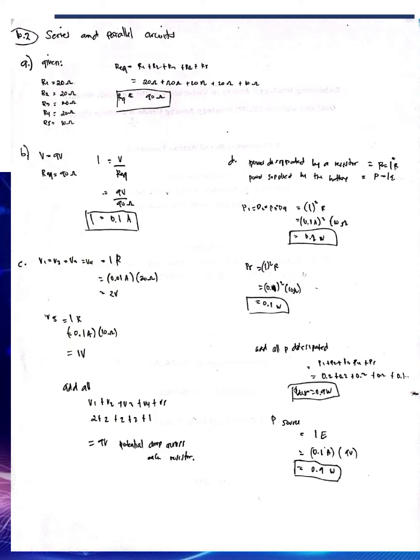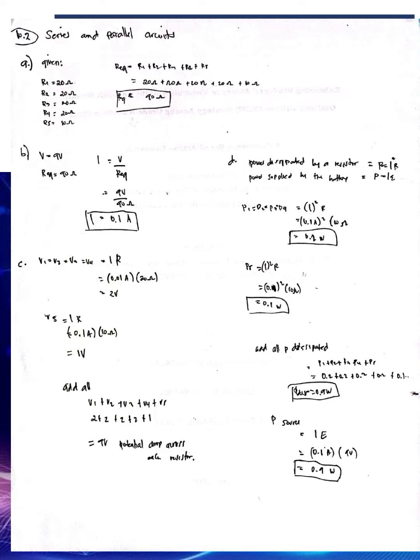And for C, calculate the potential drop across each resistor. Resistors 1, 2, 3, and 4 are the same, each 20 ohms, so we use the same solution. We use the formula V is equal to current times resistance. Our current here is 0.1 ampere times 20 ohms, so we get 2 volts.